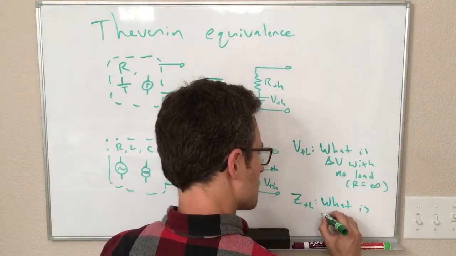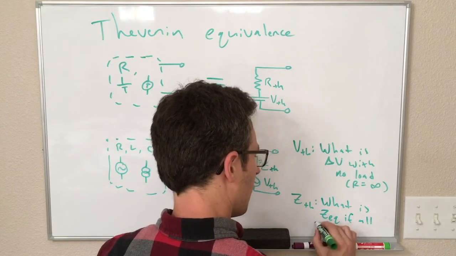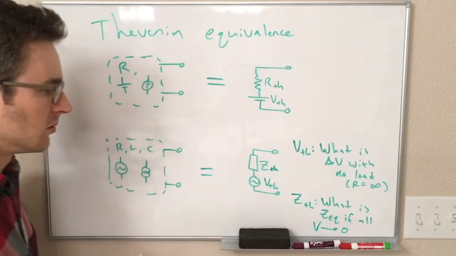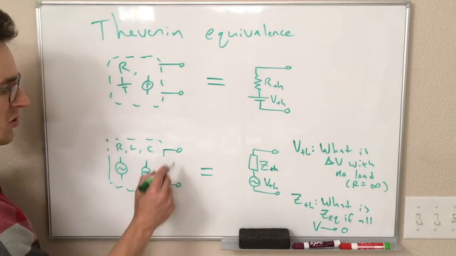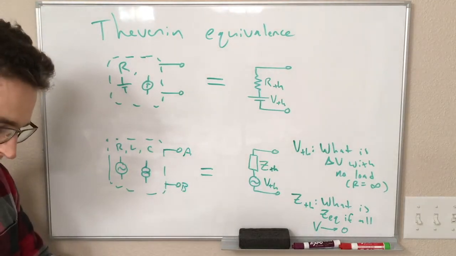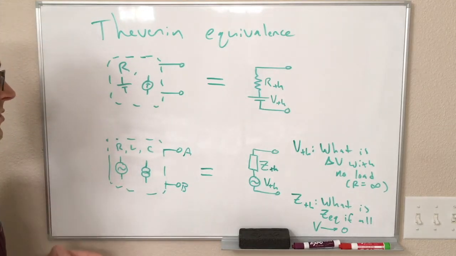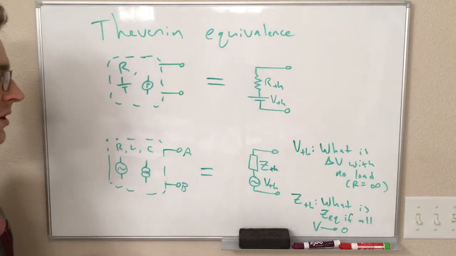So what is Z equivalent if all voltages are set to 0? And this is, of course, the equivalent impedance between these 2 points, between points A and B, as we've labeled them here. Okay, so this is also useful in the same ways that our Thevenin equivalence up here is.